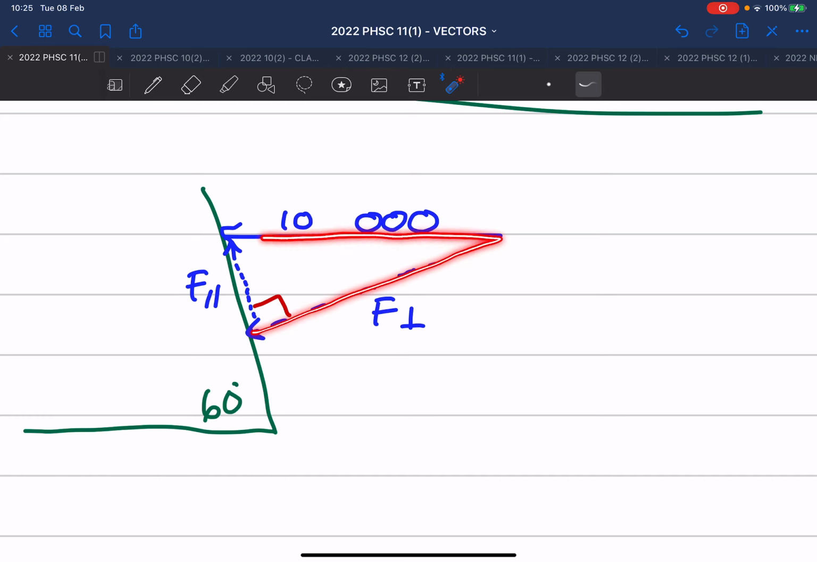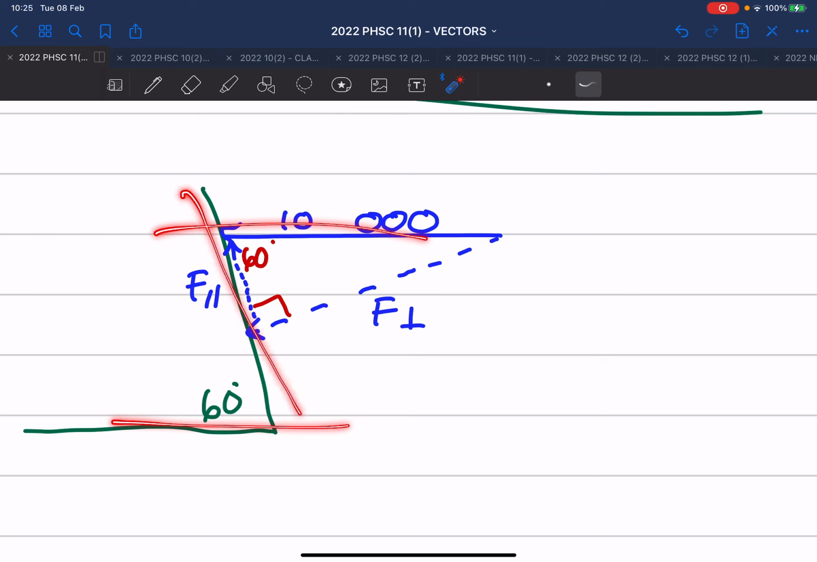Okay, so inside this triangle, give me an angle other than 90 degrees. Yes, why is it 60? All right.